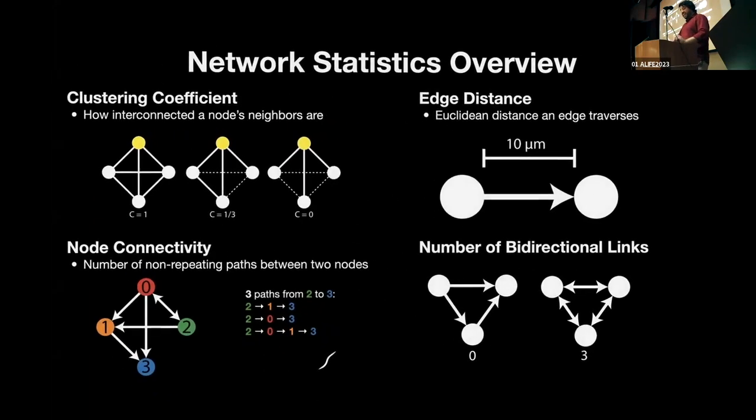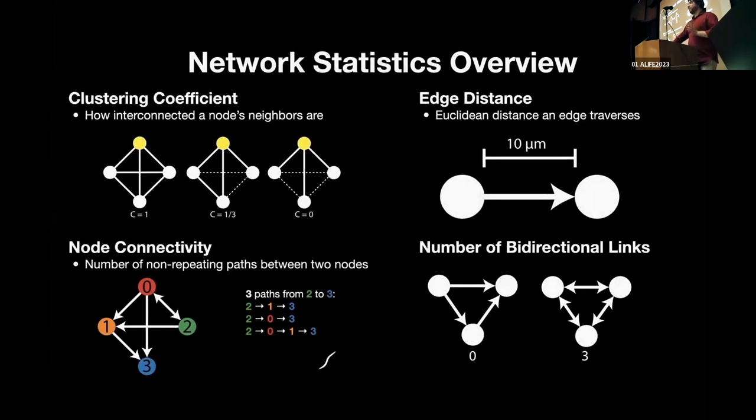Okay, finally, we have results time, almost. One more thing. I mentioned this before, but we actually have to go over the network statistics, just so that everyone is familiar with everything. First, clustering coefficient is essentially how interconnected a node's neighbors are to each other. We have edge distance, which is very simple. It's just the distance between the actual 2 connected nodes.